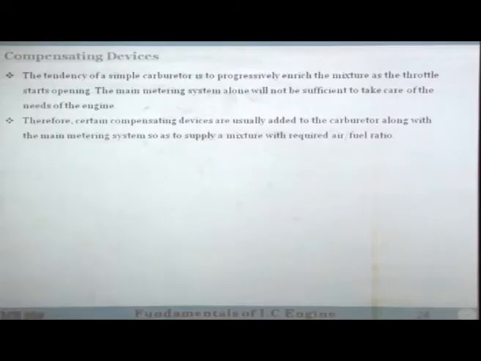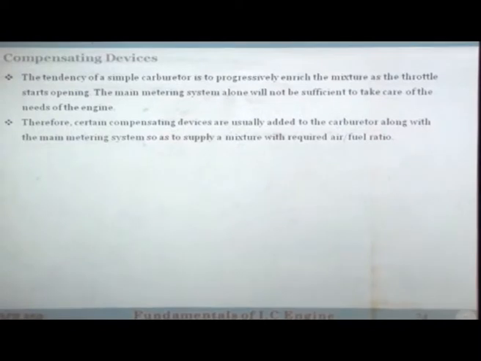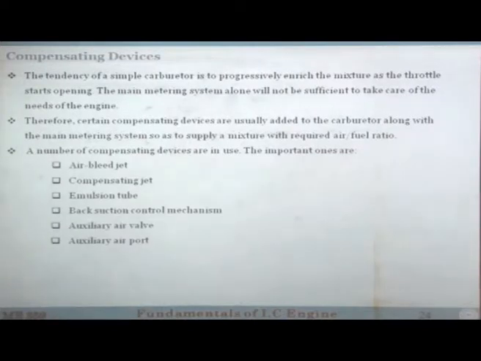The main metering system alone will not be sufficient to take care of the needs of the engine. Therefore, certain compensation devices are usually added to the carburetor along with the main metering system, so as to supply a mixture with the desired air fuel ratio. A number of compensation devices are used. Some of the important ones are the air bleed jet, compensating jet, emulsion tube, back pressure control mechanism, auxiliary air valve and auxiliary air port. These are devices used for compensating the fuel you are providing, and to provide extra fuel whenever required. I will discuss some of them today.